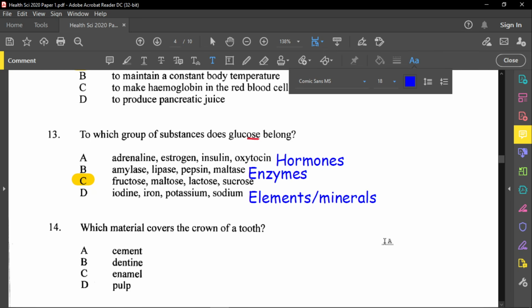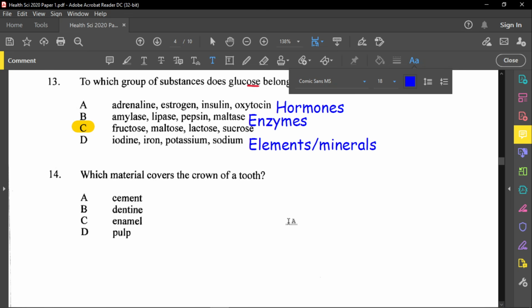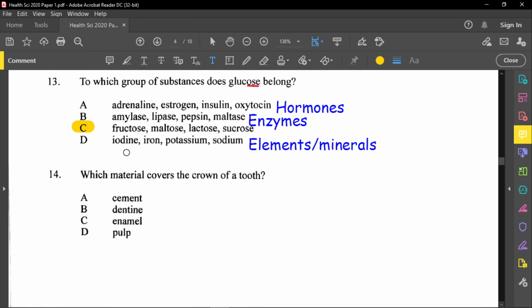Now jump to question number 14. It asks which material covers the crown of a tooth. This one is the enamel. So 14 is C.